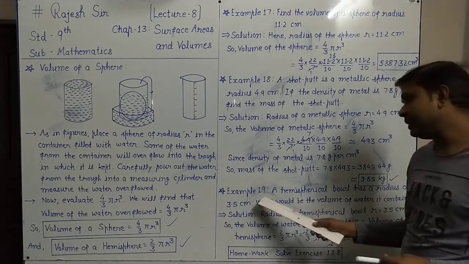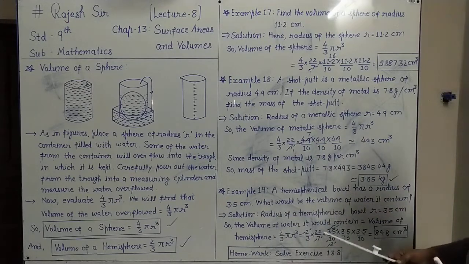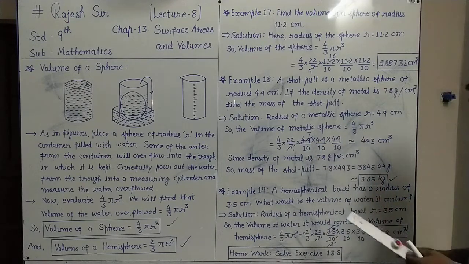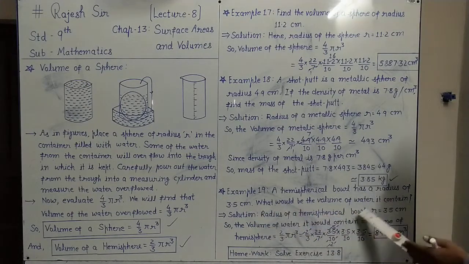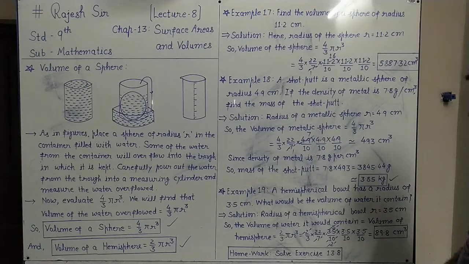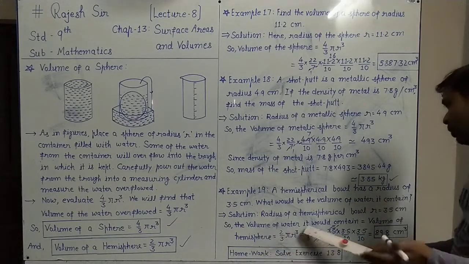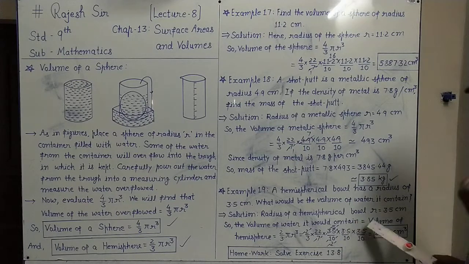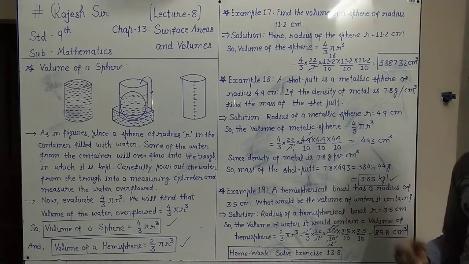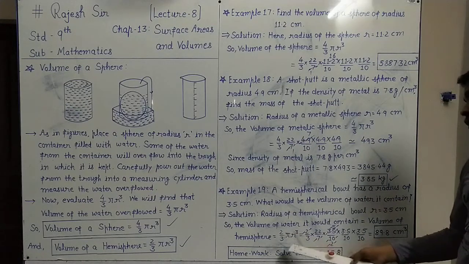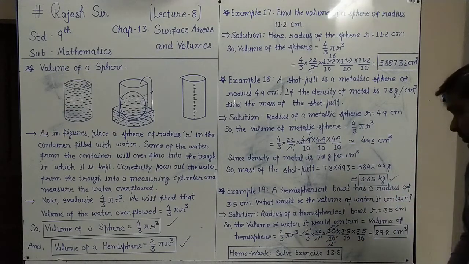Next, example 19 is a hemispherical bowl. A hemispherical bowl has a radius of 3.5 centimeter. Its radius is given. What would be the volume of water it contains? So here the radius of the hemispherical bowl is r equals 3.5 centimeter. The volume of water it can contain equals the volume of the hemisphere, because the bowl is hemispherical in shape. That volume gives how much water it can contain.